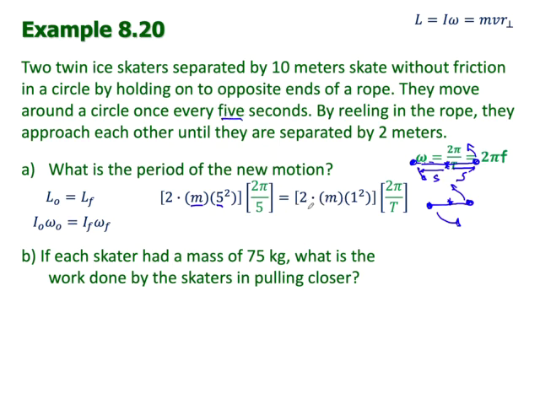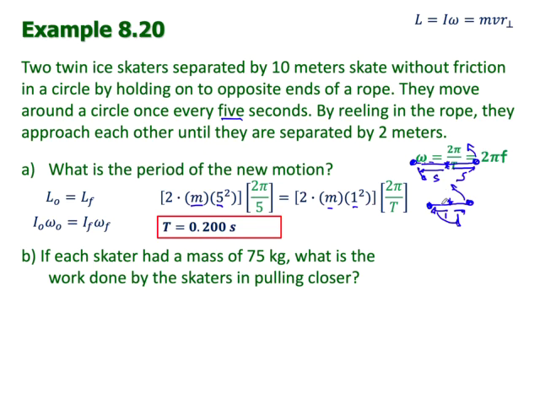Equals the final I, which is going to be 2 times m times 1 squared. If they're 2 meters apart, it means that the r's here are only going to be 1 meter now, over T, which is what I'm trying to solve. And if you solve this one, you'll discover the period is 0.2 seconds. In other words, 1/5 of a second. If this was around, they'd be spinning around 5 times per second, a crazy, ridiculously fast speed.